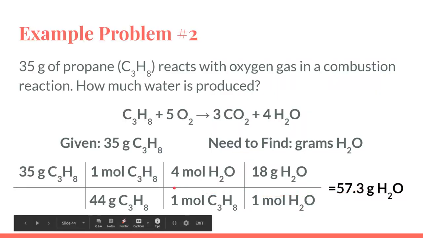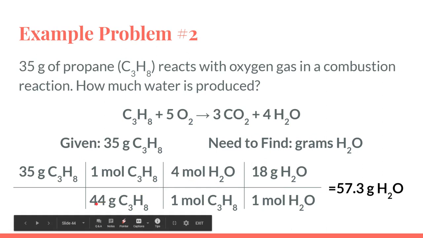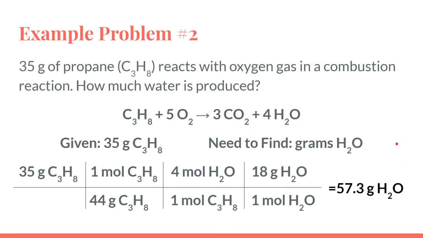So you should have plugged into your calculator 35 times 1 times 4 times 18 divided by 44 divided by 1 divided by 1 to get an answer of 57.3 grams of water. If you do not have this label, that is going to be points taken off of a quiz, lab, assignment, or whatever it may be. If you did not get this answer, please try plugging it into your calculator again. And if you're still not getting the correct answer, please ask another person around you to see if they can help you out.